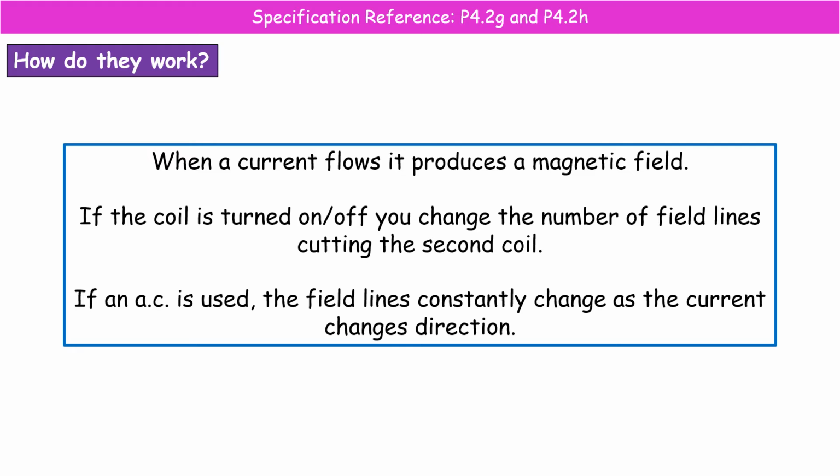So we're changing the number of field lines being cut in that second coil. If we use an alternating current, AC, then the field lines are going to constantly change because remember what we said, the current is going to be constantly changing from positive to negative. So we're constantly changing the direction of our current in that alternating current, therefore we are changing the field lines being cut.